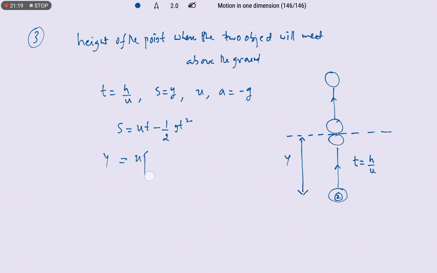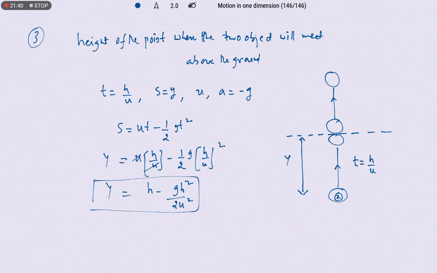So u, after how much time are they going to meet? After h by u seconds they are going to meet. Half into g. What is the value of t? h by u whole square. Therefore u cancels. Therefore h minus gh square by 2u square. This is the height of the point where they will meet above the surface of the earth. Okay, right. Let us extend this also.